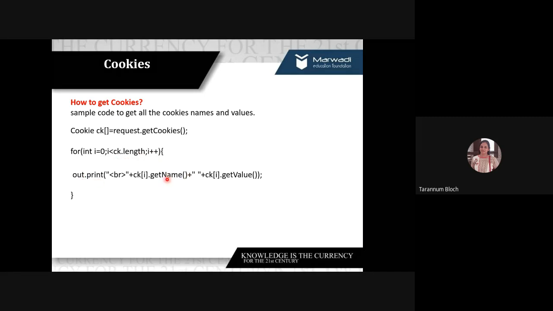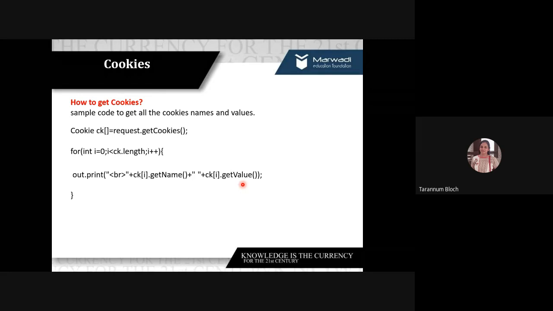And now we are using getName and getValue, and we are printing all those cookies. So we are doing out.println, where out is the PrintWriter class used to send the response over the network. We write br, then we give a concatenation. We say ck of i dot getName plus a space for the concatenation, and then I'm writing ck of i dot getValue. So it will read all the cookie names and values which we have set inside the browser.